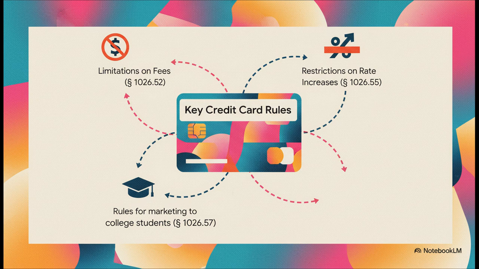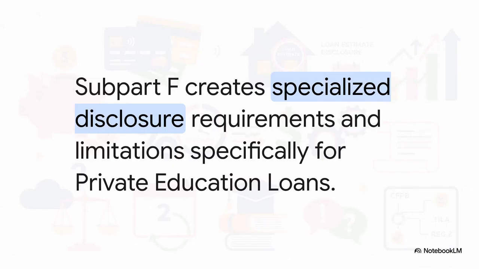And Subpart G is just jam-packed with other consumer-friendly rules. It puts strict limits on penalty fees. It heavily restricts when a company can jack up the interest rate on an existing balance. And it even sets specific rules for marketing credit cards on college campuses to protect younger and often less experienced consumers. And private education loans?